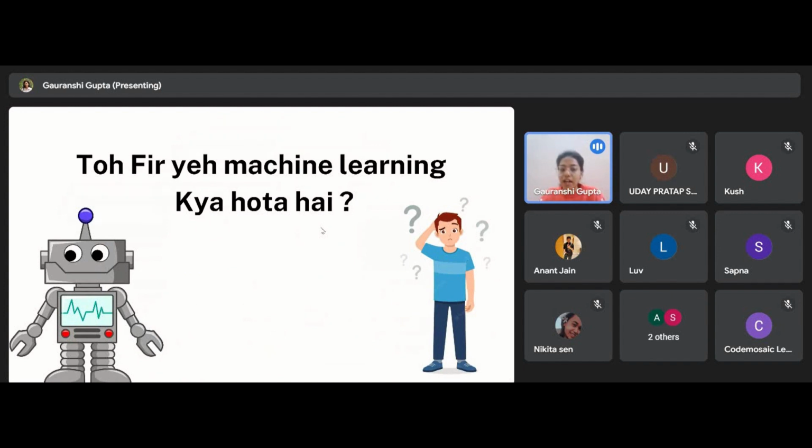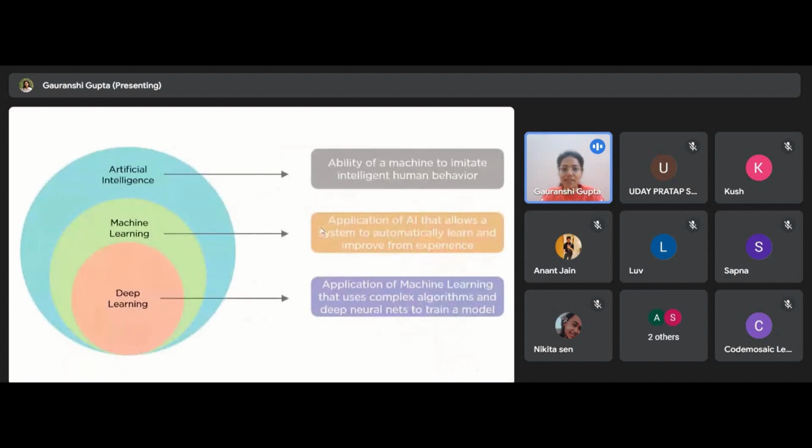Now we have heard what artificial intelligence is, but what is machine learning, right? I think most of you are confused about it. And if you're not, then it's great. But we will be discussing what machine learning is.